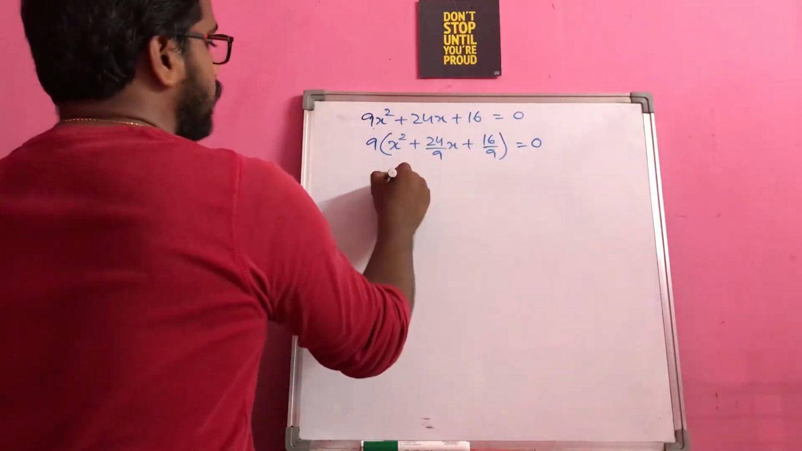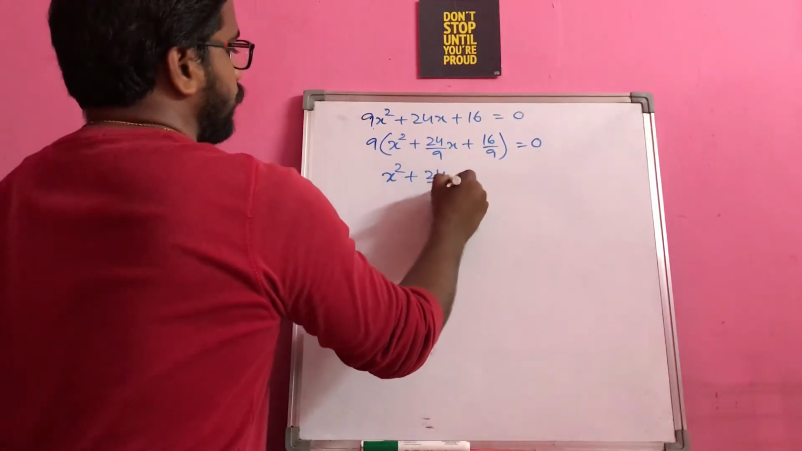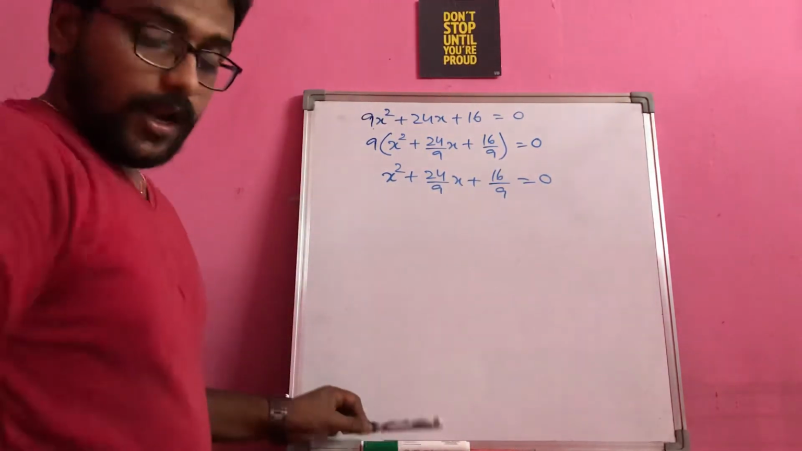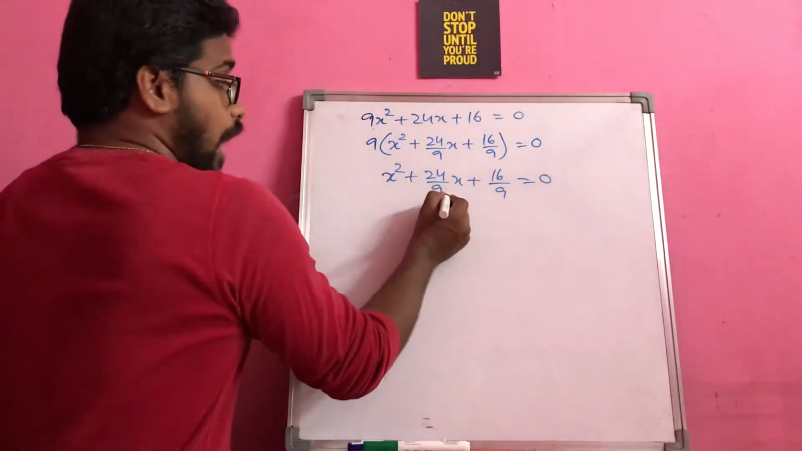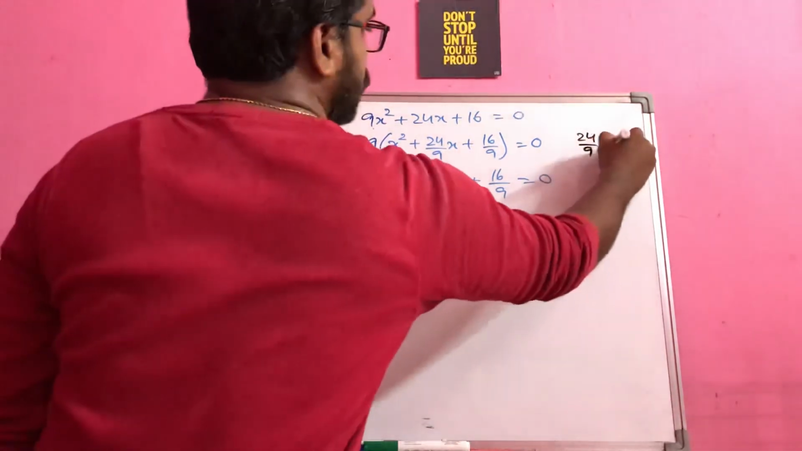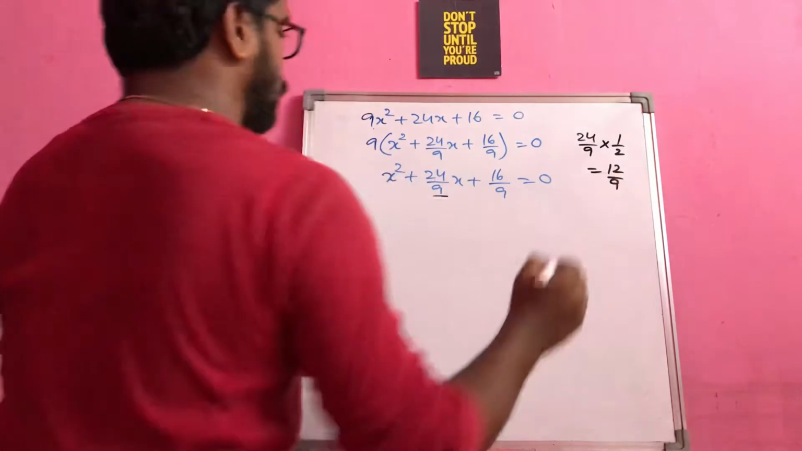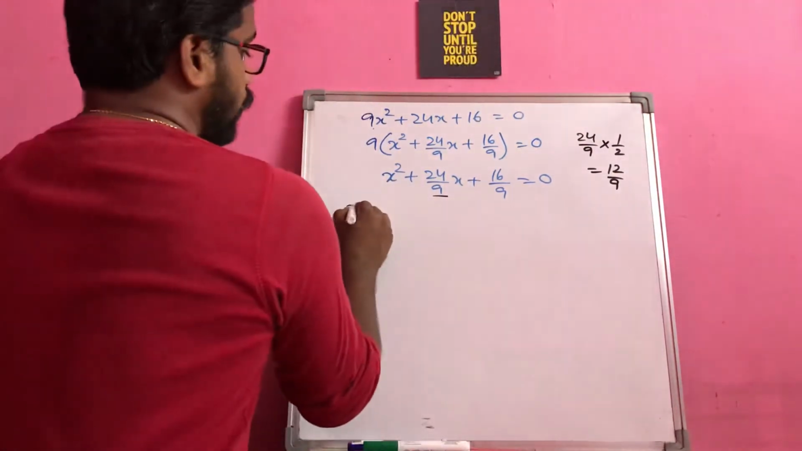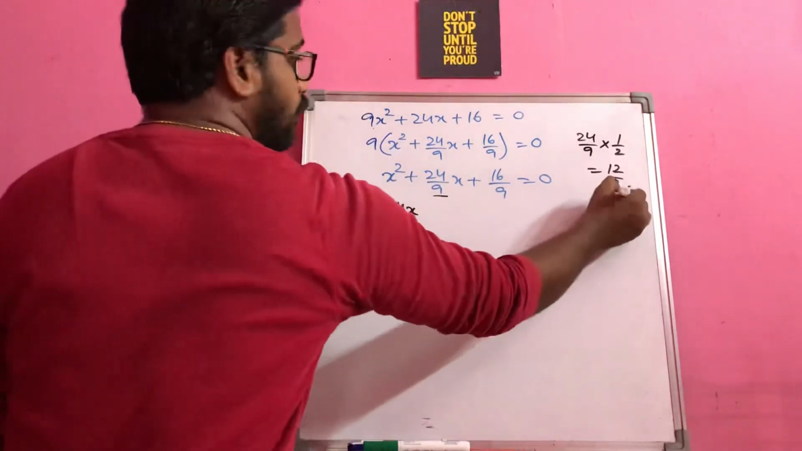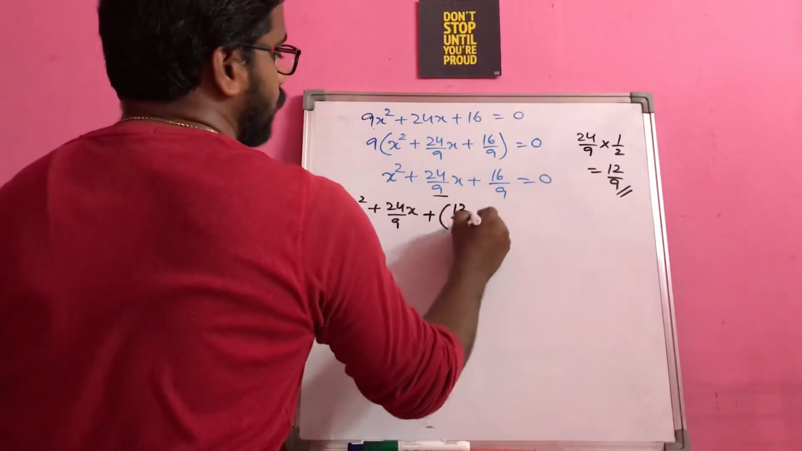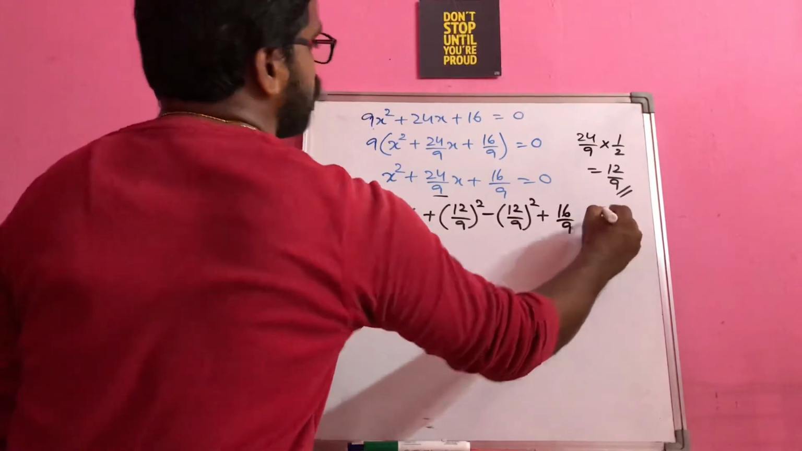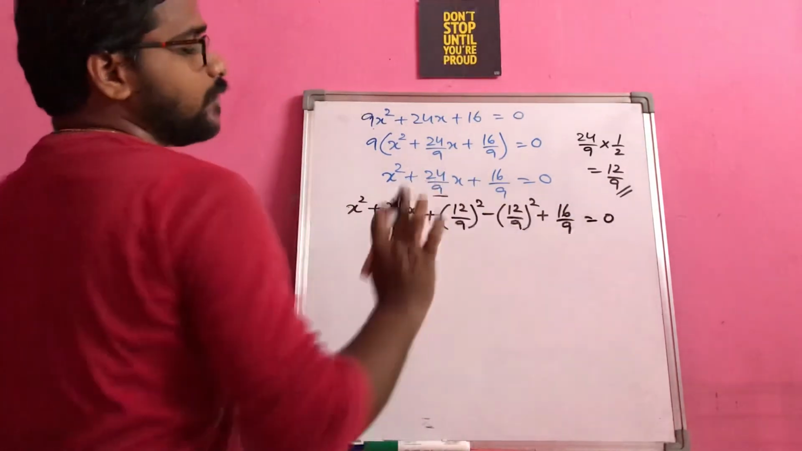Send this 9 to the other side, then you will be getting x² + 24/9 x + 16/9 = 0. Now you have to take half of the x coefficient. The x coefficient is 24/9. Half of the x coefficient means multiplying by half, that is nothing but 12/9. So the second step is done. Now the third step, you have to add the square of half of the x coefficient and subtract the same term, which has to be done between the middle term and the constant. This is the middle term, this is the constant.